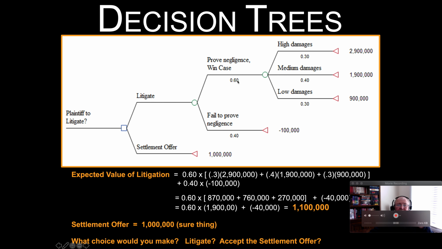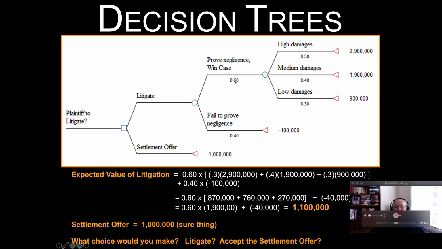Or if we litigate, maybe there's a 60% chance that we're successful. And even though we have asked for particular damages, we might not get what we asked for, and we might get more than we asked for. So let's suppose then that there is a 30% chance that high damages are assessed, a 40% chance of medium damages, 30% chance of low damages. High damages, let's suppose you get an award of $2.9 million. Medium damages, $1.9 million. Low damages, $900,000. So settlement offer, guaranteed $1 million. If we choose to litigate, we could lose $100,000. There's a 40% chance of that. Or there is some chance that we walk away with as much as $2.9 million, $1.9 million, or $900,000. So there's a 60% chance we walk away with something. The question is how much?